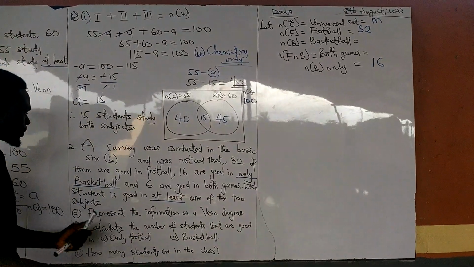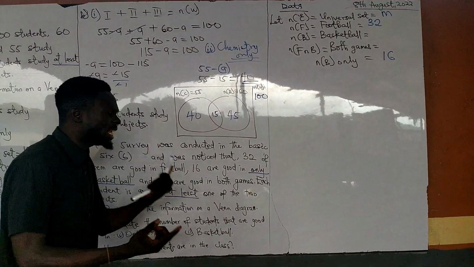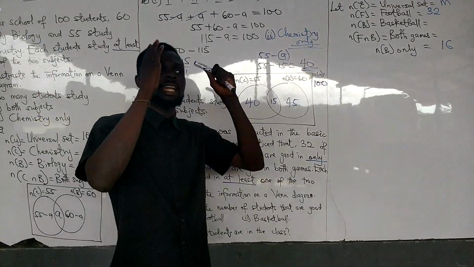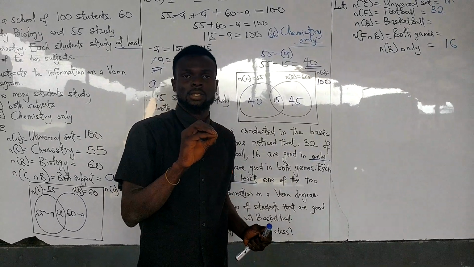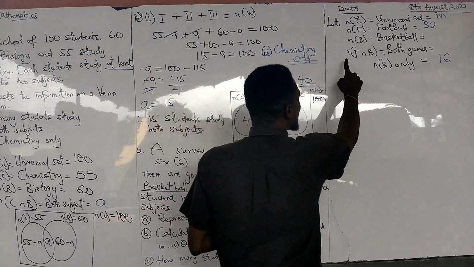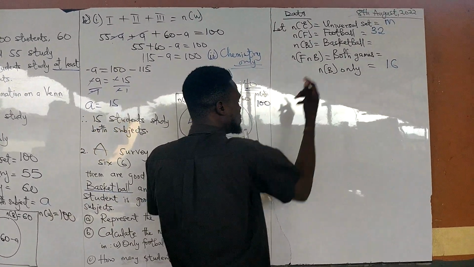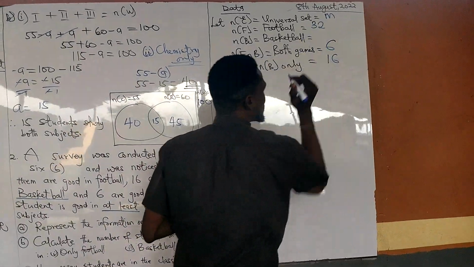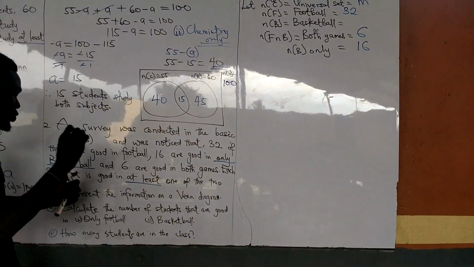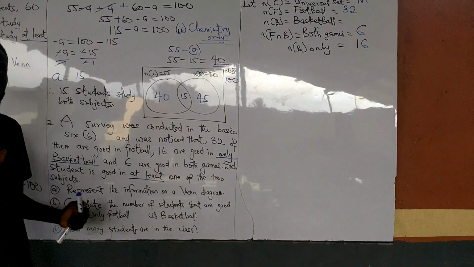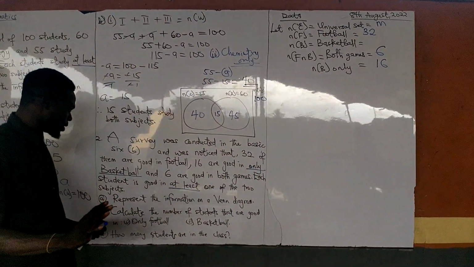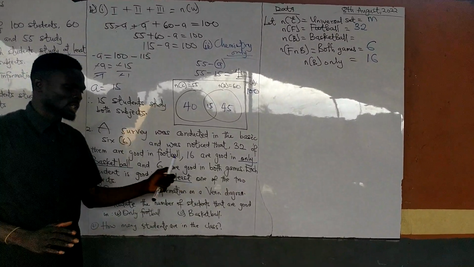When you continue, 6 are good in both games. So here, the question has made it clear to you that 6 students are good in both football and basketball. So the number F intersection B, which is both games, is 6. So we record it there. Each student is good in at least one, which means there is no complement because of the at least that has been stated clearly for us. So A represents the information on the Venn diagram.